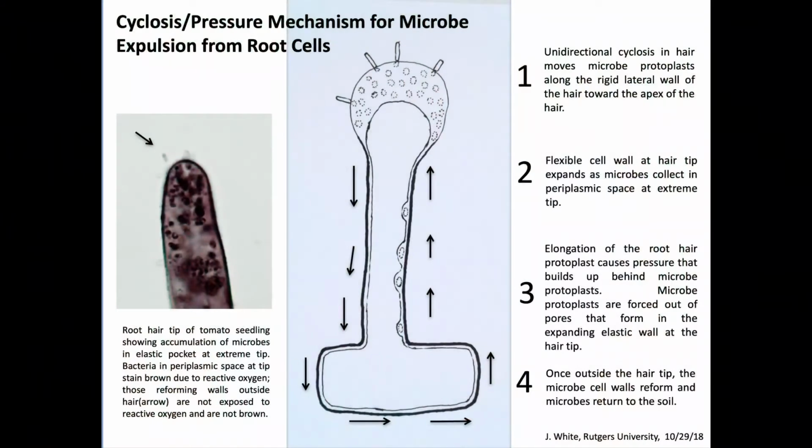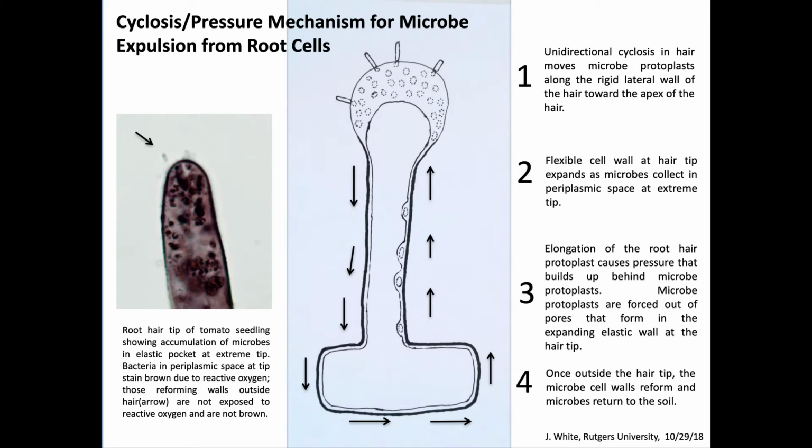As soon as they go out of the root hair, they're no longer exposed to superoxide. They escape from that, and then the walls reform and they go out. They get flagella and so forth. So this actually shows a tomato root hair tip. You can see these microbes in it. You can see a stain for reactive oxygen. See they're all brown, so they're getting hit with reactive oxygen there. And on the surface, you see some little rods forming.